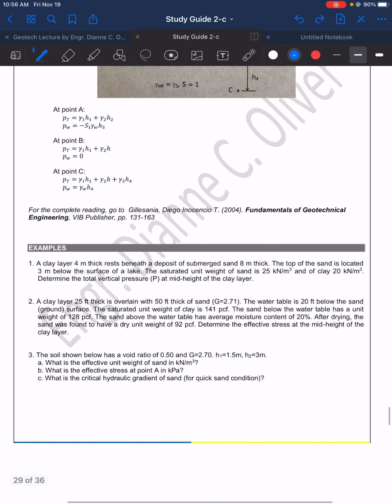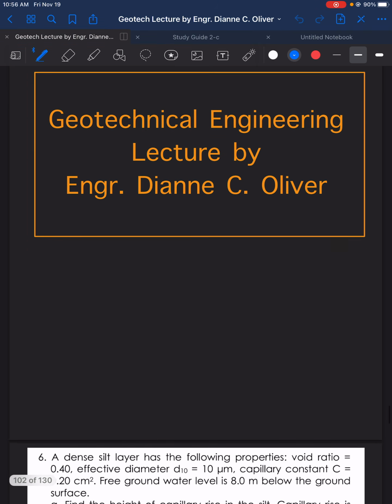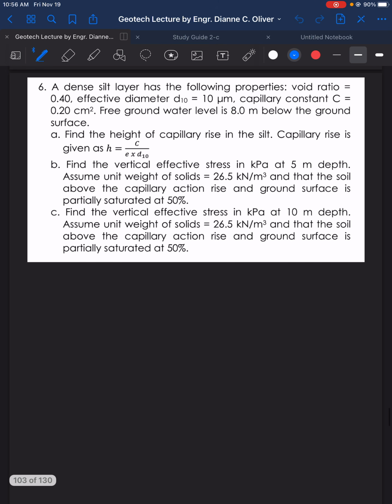Now let's go to the examples for the continuation of the solving of the examples. Now we are in number 6. We already solved examples number 1 to 5 in the previous video. So let's continue here in number 6.